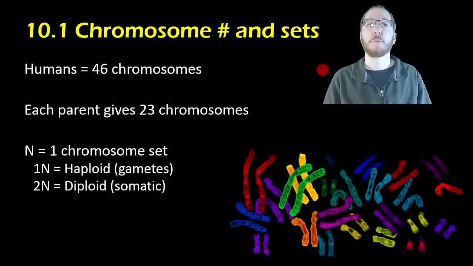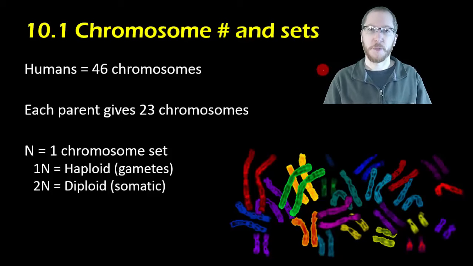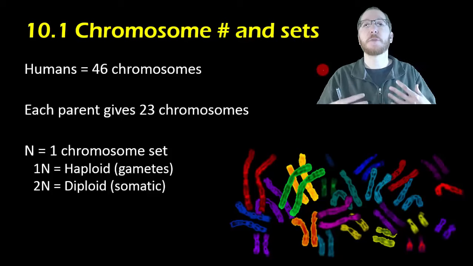Welcome to section 10.1. Now in 10.1 we're going to focus on meiosis and sexual versus asexual reproduction. But before we get there, we need to understand quite a few things about chromosomes, so that's where we're going to start. So first of all, we're going to use humans as our example species.